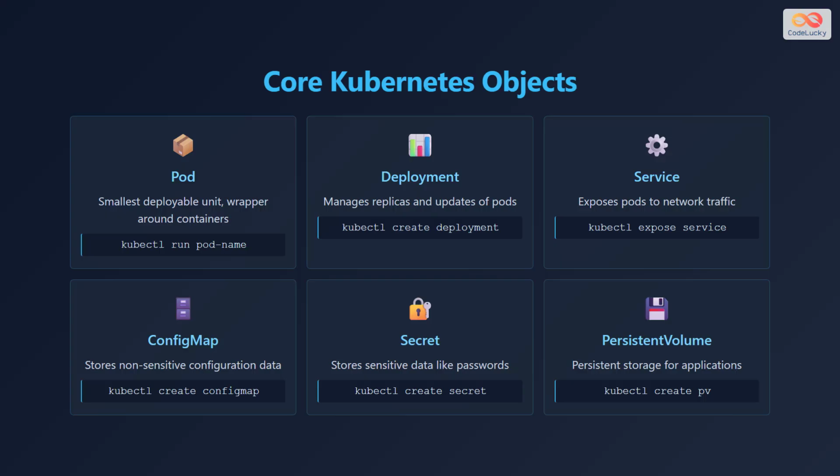Kubernetes uses several core objects to manage applications. A pod is the smallest deployable unit in Kubernetes, typically containing one container. A deployment manages multiple pod replicas and handles updates automatically. A service exposes your pods to network traffic, providing a stable endpoint. ConfigMaps store non-sensitive configuration data that your applications need. Secrets store sensitive information like passwords and API keys. Persistent volumes provide persistent storage for applications, so data survives container restarts. These objects work together to define how your applications are deployed and managed.